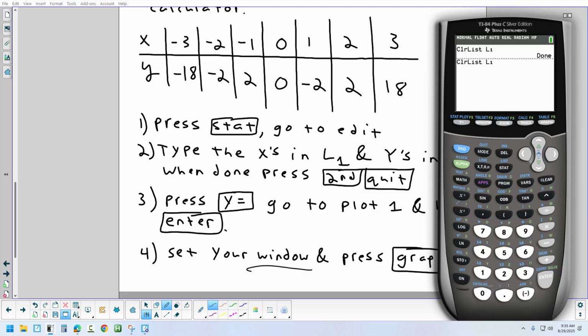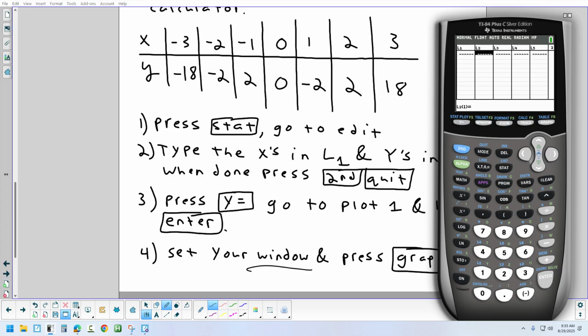Let's try putting a comma. So comma is right below the sign button and above the 7. And let's do second 2. So we're going to try to clear L1 and L2 at the same time. I don't know if that's going to work, but I think it will. And it should say done. If you go back to stat and you go to edit, there shouldn't be anything there anymore.